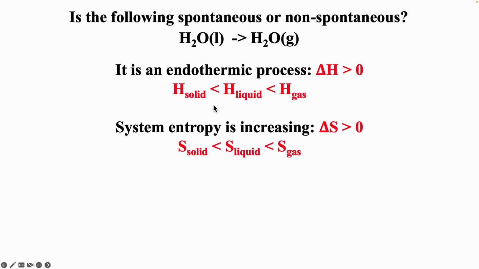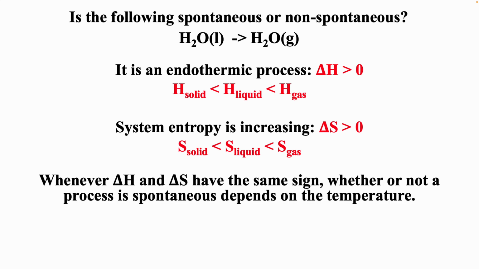Now, in terms of the system, the entropy of the gas is always greater than liquid, it's always greater than solid, and so delta S of the system is greater than 0. So we have delta H positive, delta S positive. Whenever delta S and delta H have the same sign, whether or not it's spontaneous or non-spontaneous depends on temperature.